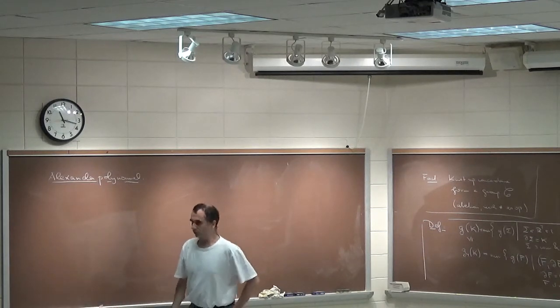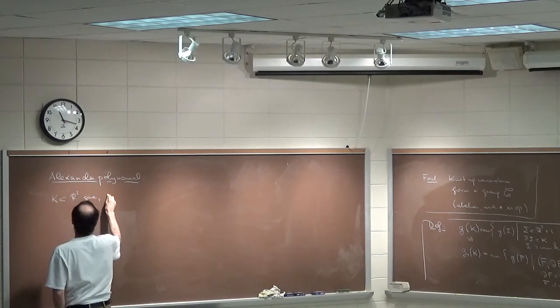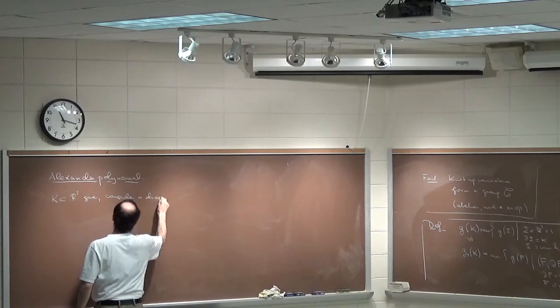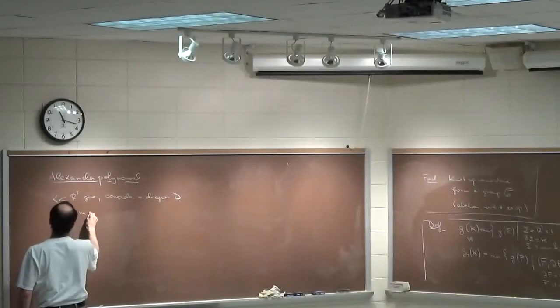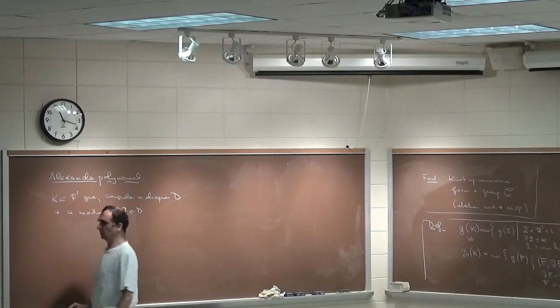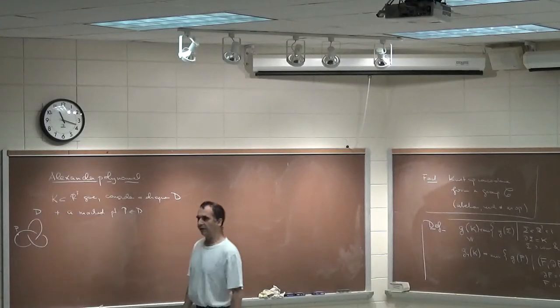So here's how we do. Let's take a knot K in R3. Consider a diagram D together with a marked point P on the diagram. I will follow the definition with one single example. Surprisingly, it will be the trefoil. So I draw the trefoil, this is my D, and I just mark a point P on the diagram.